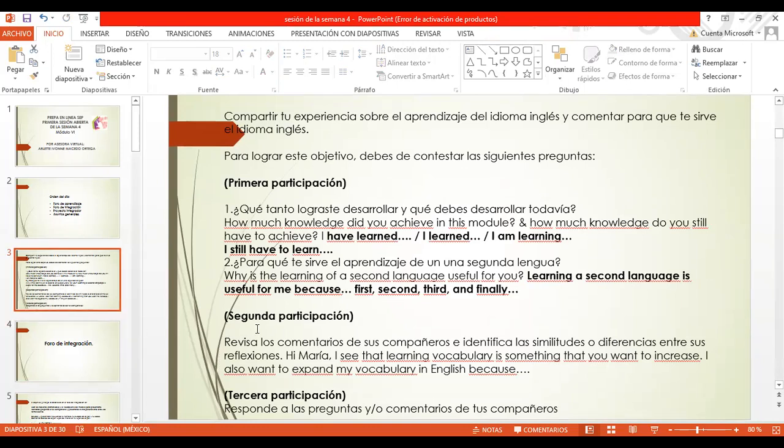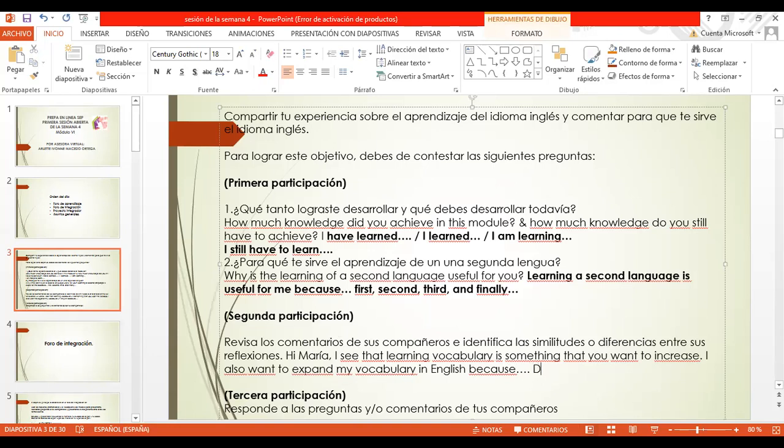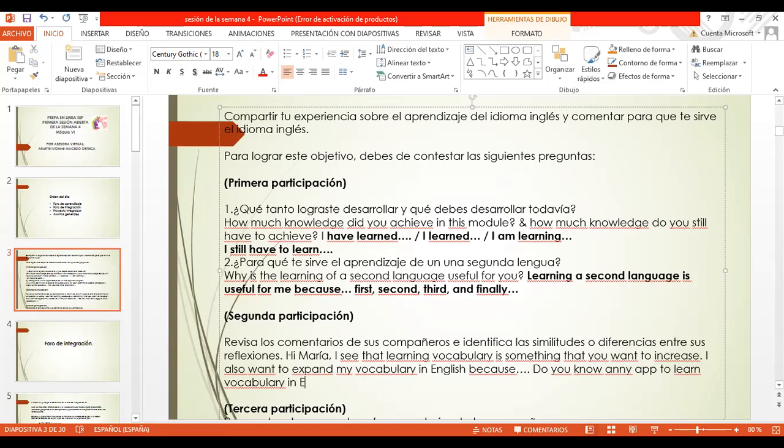Y en la tercera participación, bueno, por ejemplo, aquí dice, and I want to expand my vocabulary in English because, y le puedes preguntar, do you know any app? ¿Conoces alguna aplicación? Do you know any app to learn vocabulary in English? Y pues ella te puede decir, yes, I use Duolingo, I use Elsa. Those are some apps to learn vocabulary and also to practice your pronunciation and your listening comprehension.